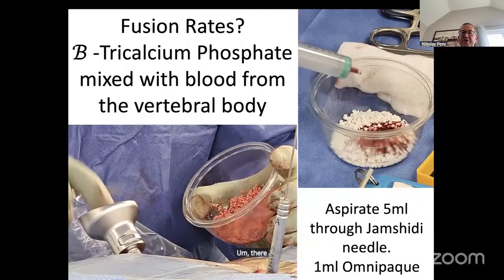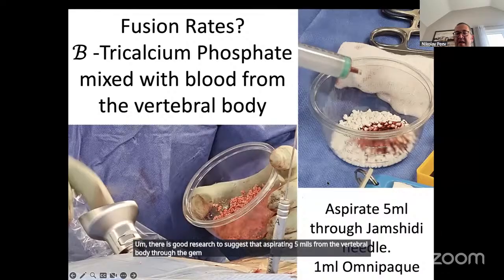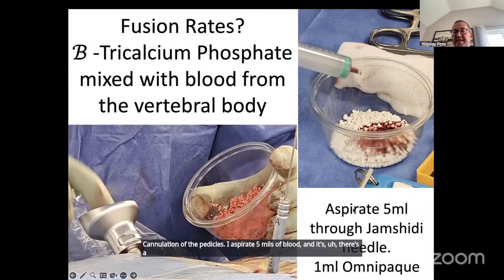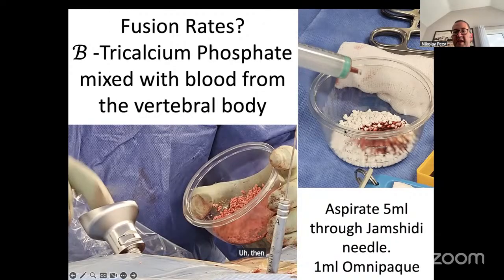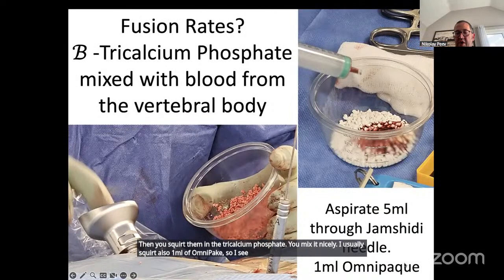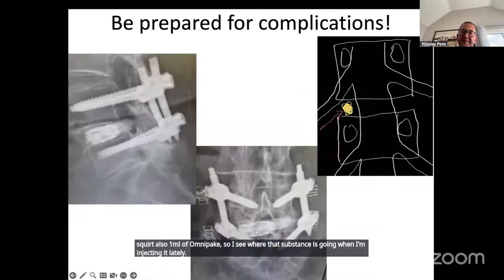There is good research to suggest that aspirating 5 mils from the vertebral body through the Jamshidi needle that later I'm going to use for the cannulation of the pedicles, I aspirate 5 mils of blood, and there's good research to suggest that in the first 5 mils you will have a lot of osteoblasts. Then you squirt them in the tricalcium phosphate. You mix it nicely. I usually squirt also 1 mil of Omnipaque, so I see where that substance is going when I'm injecting it. And that is showing you why.